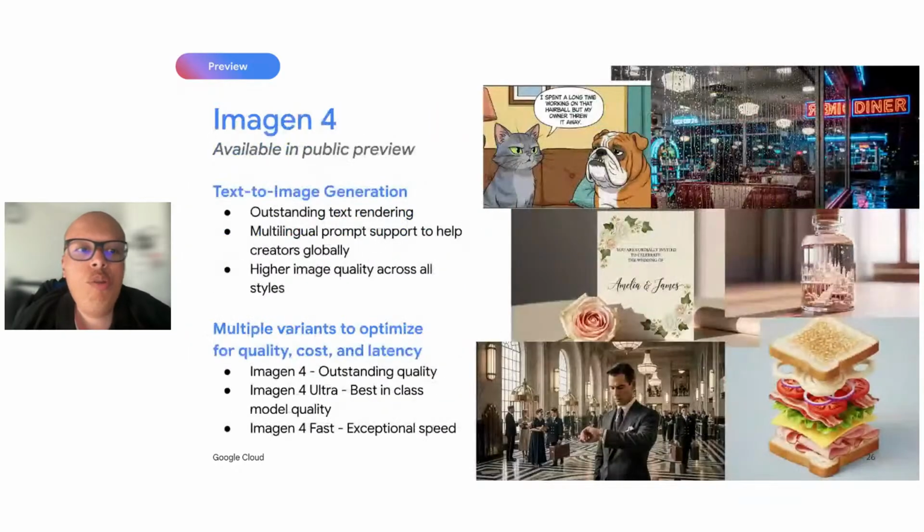Sorry. So Imagen 4. Imagen 4 is available in public preview, and this is our state-of-the-art image generation family of models. So we have text-to-image generation. Now it has the possibility to provide outstanding text rendering. It is able to support multilingual prompts in order to empower creators globally. And then we have higher image quality across different styles.